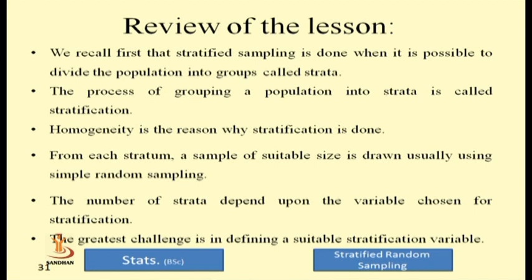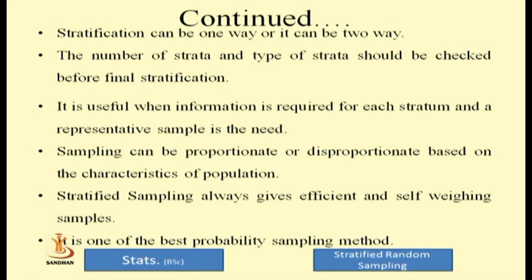A sample of suitable size is drawn from each stratum with the help of simple random sampling. The greatest challenge here is the suitable stratification variable that we have to decide, which is very, very crucial. Stratification can be one way or two way, and we have just seen a number of examples. The number of strata and type of strata should always be checked before final stratification. It is very, very useful whenever information is required for each stratum and it is representative of the whole sample.